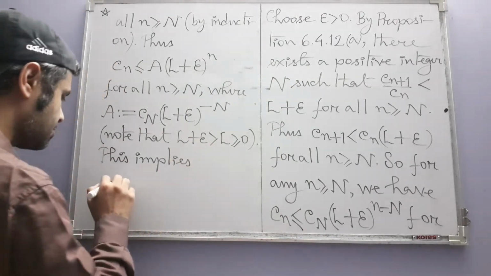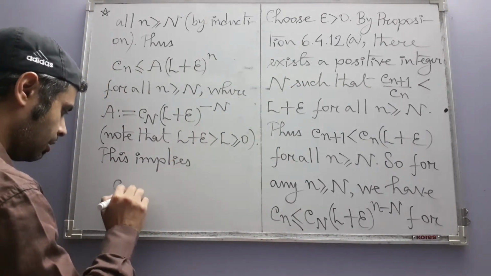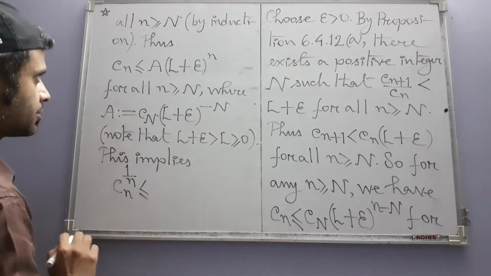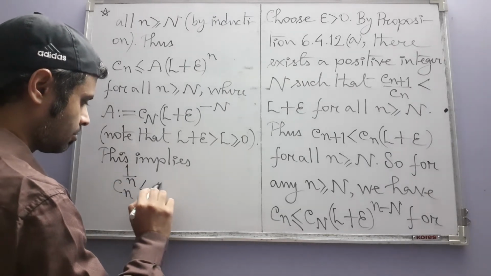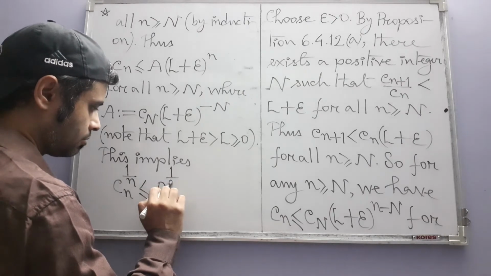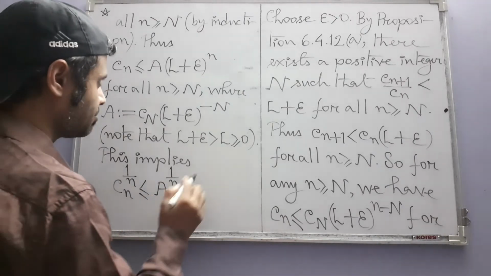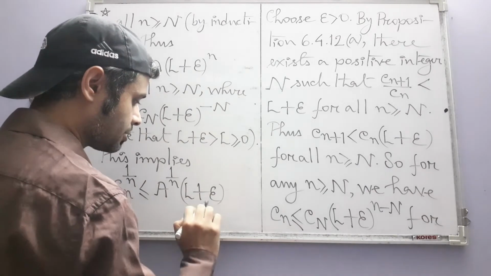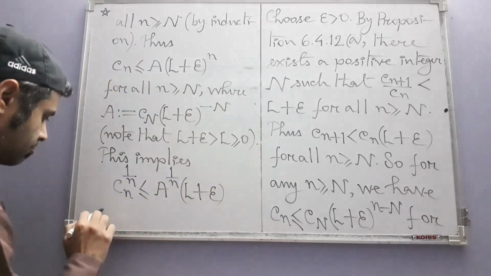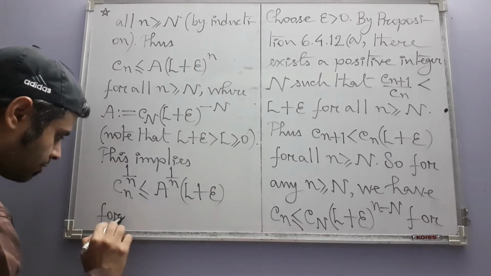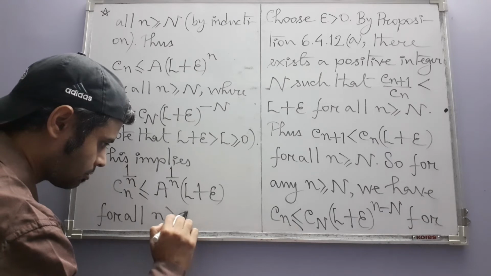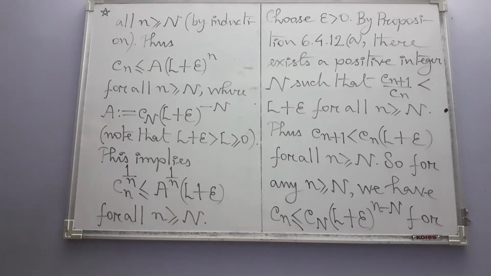This implies the nth root of Cn is less than or equal to the nth root of A times the nth root of this, which of course is going to be equal to L plus epsilon, because it is positive. For all, that also we should not forget, N greater than or equal to n.